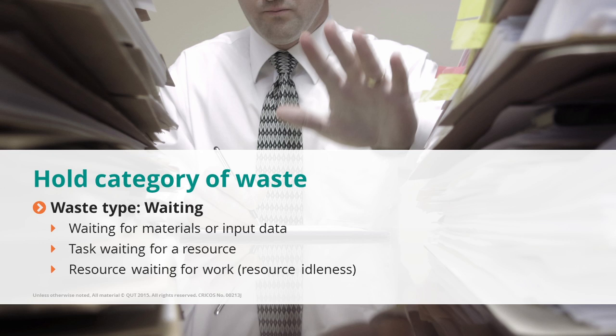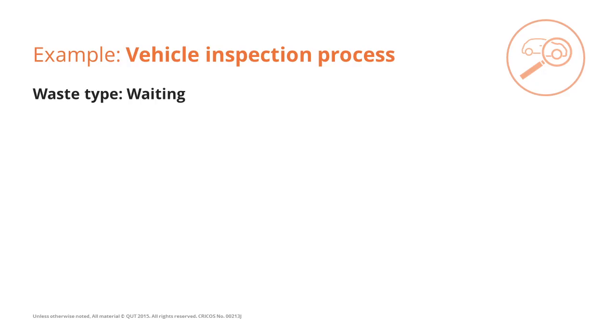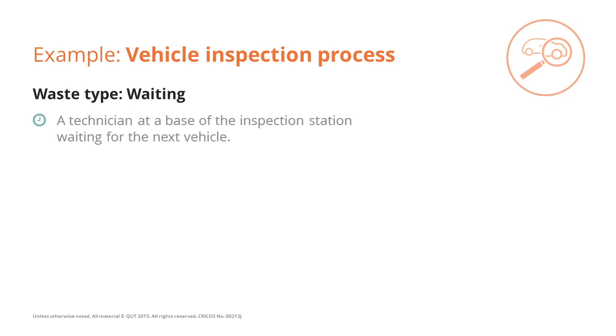Let's take, for example, the vehicle inspection process, where we have the vehicles going through different bases in the inspection station. At some point in time, it might be that there is a technician at a base of the station waiting for the next car, having processed one car and waiting for the next car because the next car, for example, is stuck in the previous base. This is a form of resource idleness. We have a technician waiting for work, a resource waiting for work.